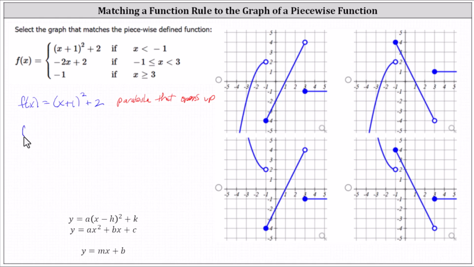Next, we have f of x equals -2x plus 2, when x is greater than or equal to -1 and less than 3. We should recognize this function rule as a linear function. Because the slope is -2, we know we have a line that goes downhill from left to right, or just goes down from left to right.